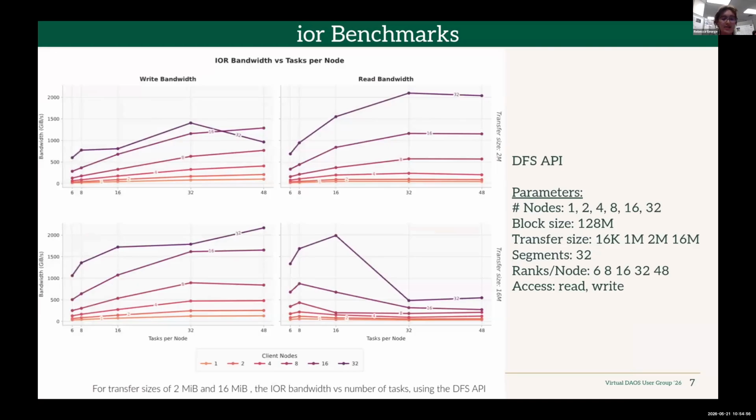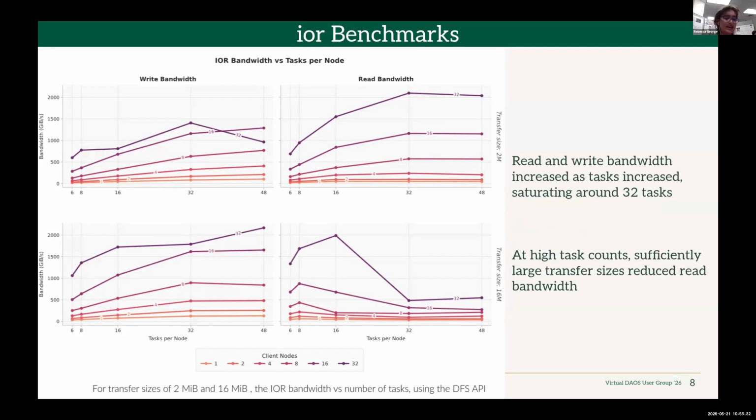And then for our IOR benchmarks, we were using a variety of number of nodes using the DFS API on a POSIX container mounted with dfuse. We were keeping a block size of 128 megabytes and 32 segments so that we had 4 gigabytes of data per rank. And then we varied the transfer size and the number of ranks per node, and we looked at both reading and writing bandwidths.